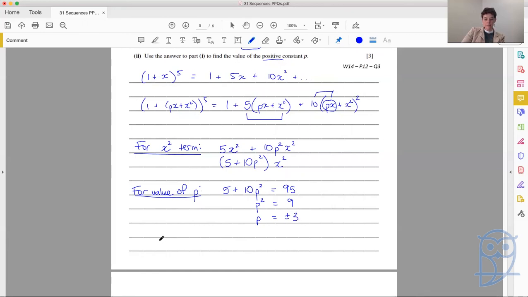But remember, given p is greater than 0, because p is a positive constant, they made sure to tell us that. Therefore, p equals 3. So we solved our quadratic correctly, but we have used the information in the question to fine-tune our answer to give the specific answer that we need. There is only one answer for p. It is a positive constant.